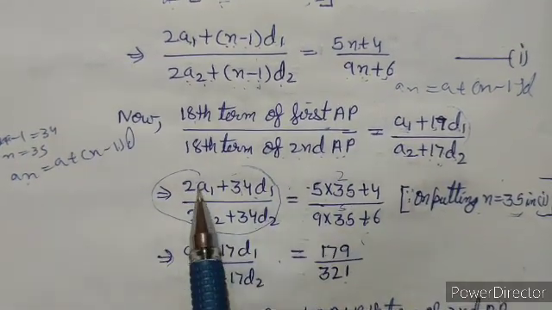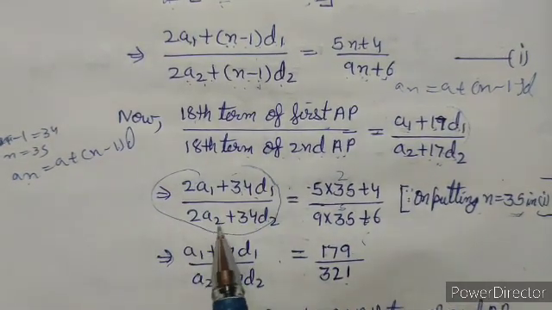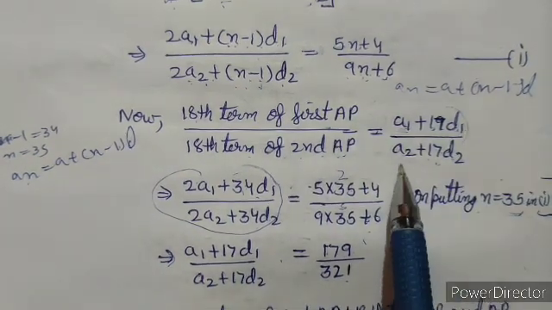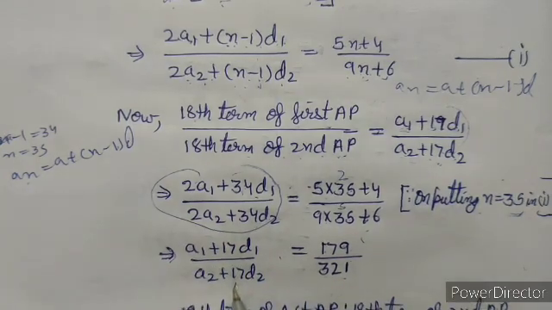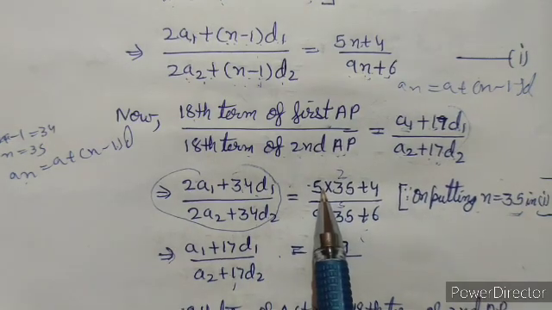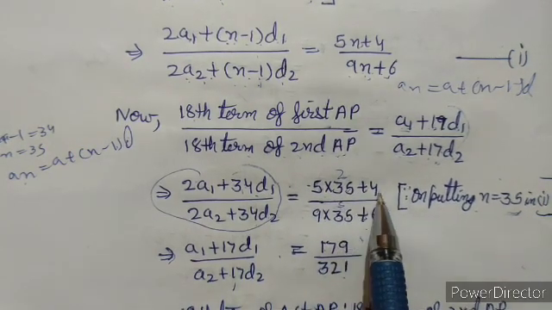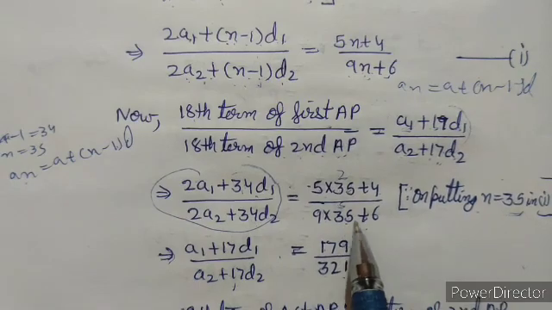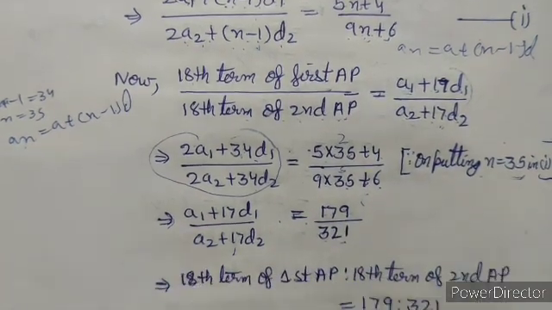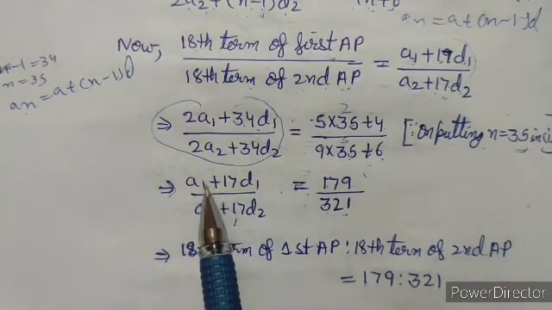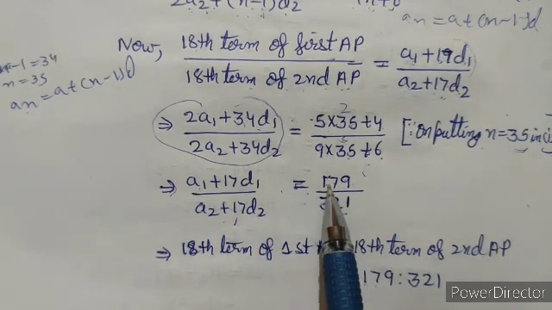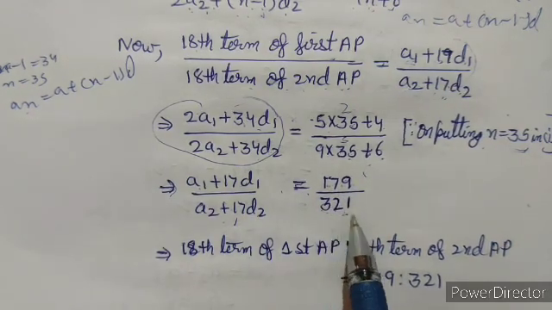Now as we know that 2a1 plus 34d1 upon 2a2 plus 34d2 will be equal to a1 plus 17d1 upon a2 plus 17d2, and that will be equal to, now the right hand side will be equal to 5 into 35 plus 4 upon 9 into 35 plus 6, and that will be equal to 179 upon 321. So we can say that the ratio of the 18th term of the first AP to the 18th term of the second AP will be equal to 179 upon 321.